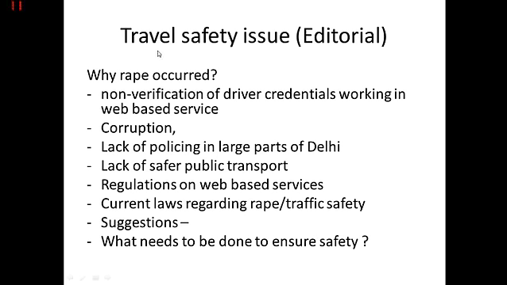Then the next editorial is on the travel safety issue, which was discussed because of the rape that occurred in an Uber taxi in Delhi. You have to understand why the rape occurred: non-verification of driver credentials in web-based services, then corruption, lack of policing in larger parts of Delhi, lack of safe public transport, the regulations on web-based services, then current laws regarding rape, and traffic safety. And what are the suggestions? What needs to be done to ensure safety? This is how you have to read and understand this editorial.